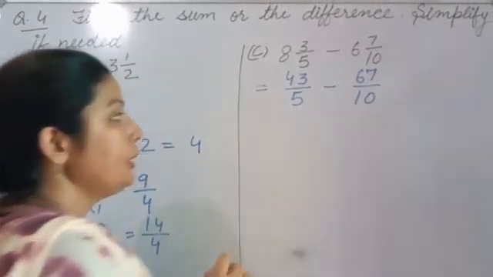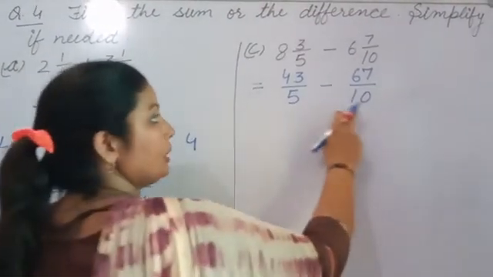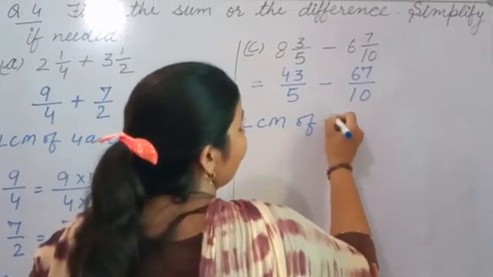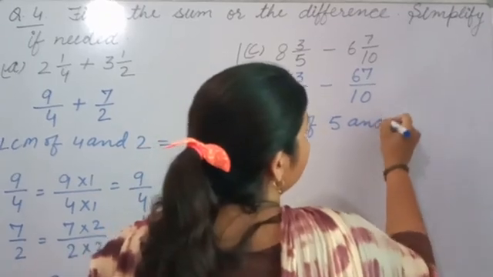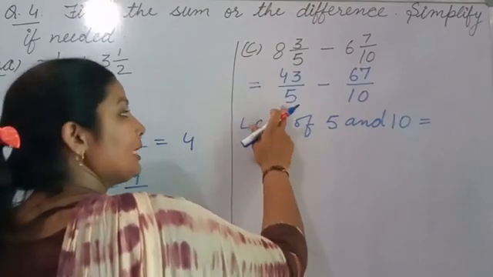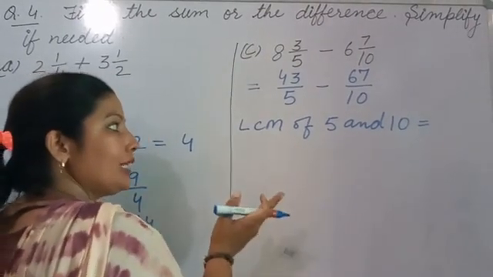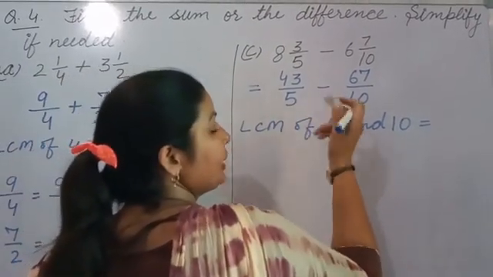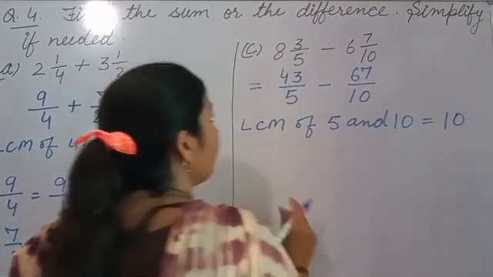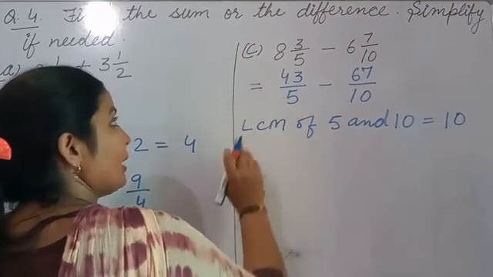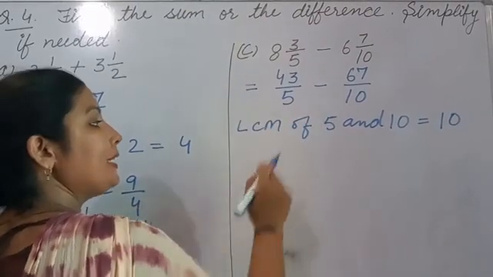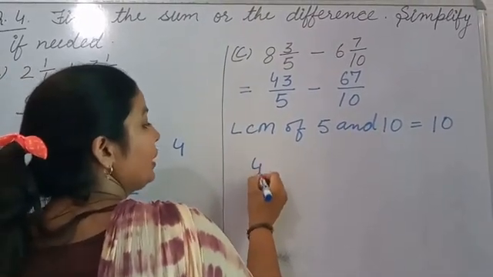Now what will we do? Now we should find LCM of denominators. So we find LCM of 5 and 10. As I told you, firstly we decide the smaller number's table. If we are getting the big number, that will be our LCM. So 5 2s are 10. 10 comes in 5 table, that means 10 is our LCM. Now first is 43 upon 5. Now we will not take the mixed one. We will take the improper fraction that we changed. So 43 upon 5.